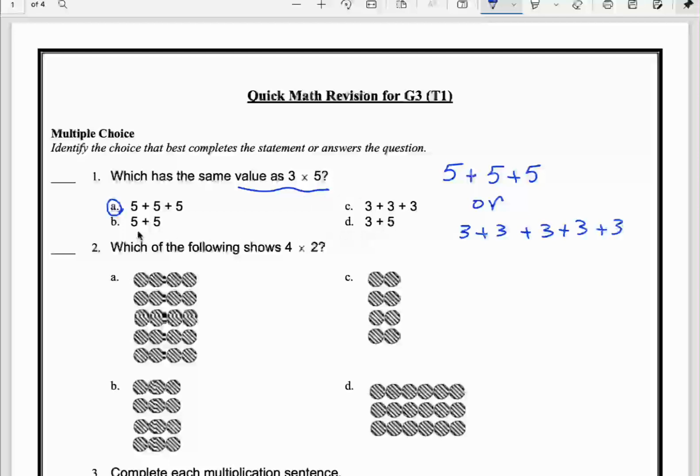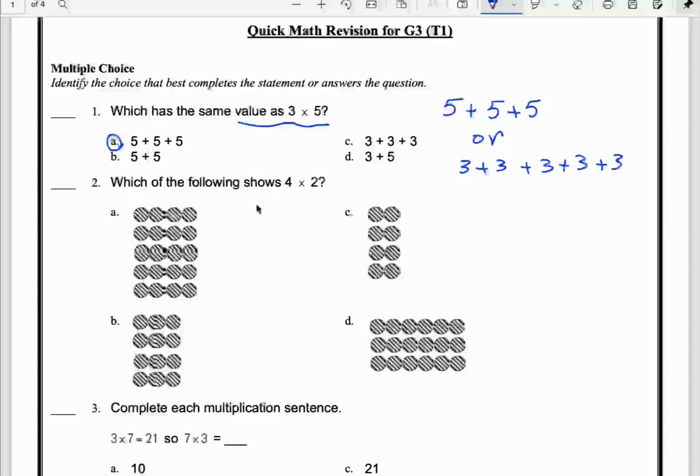In the second choice, 5 plus 5 is 10. So it's not the same as 3 multiplied by 5, which is 15. And C, 3 plus 3 plus 3, this is 3 repeated 3 times. So it's wrong. We need to repeat the 3 5 times. 3 plus 5 is wrong because 3 plus 5 is 8. It's not the same as 3 multiplied by 5. Not the same value.